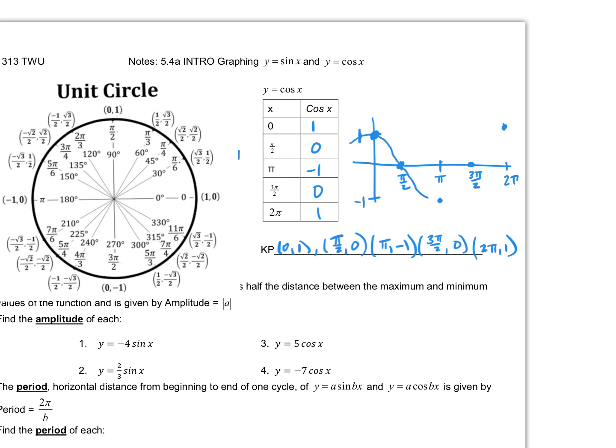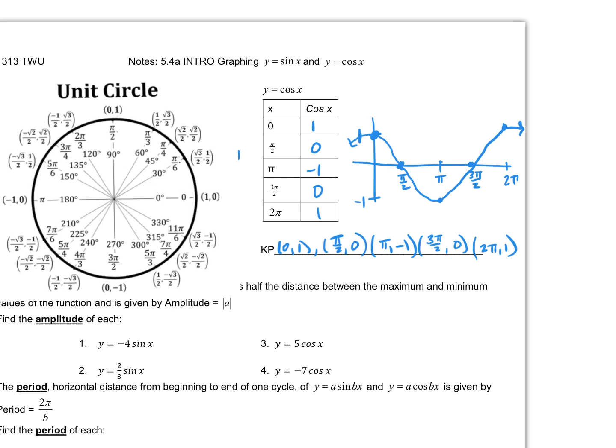If I connect my dots, what'd you say, Jazzy? It looks like a V, doesn't it? Starts at 1, ends at 1. Again, if I kept making revolutions around my unit circle, evaluating cosine values, wouldn't I keep getting the same thing over and over and over? All right, so this is cyclical as well.